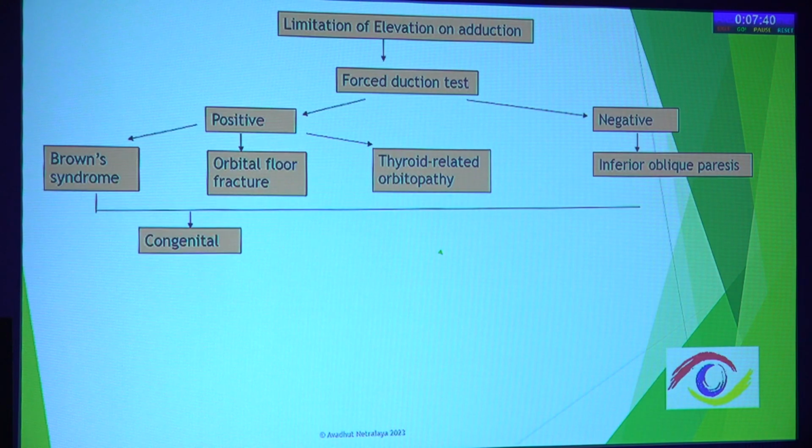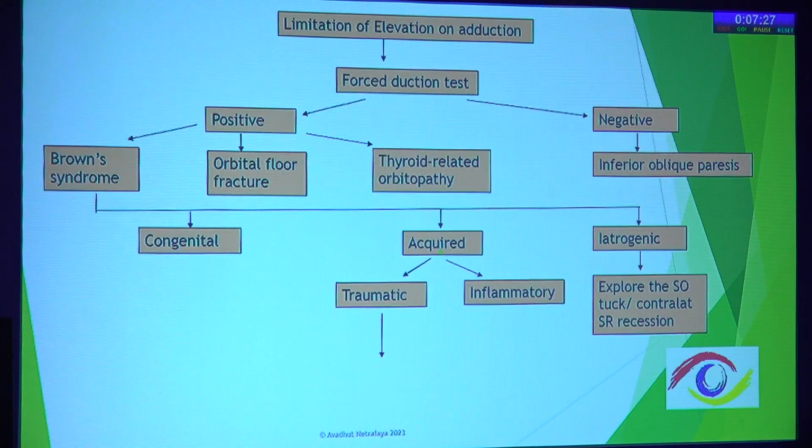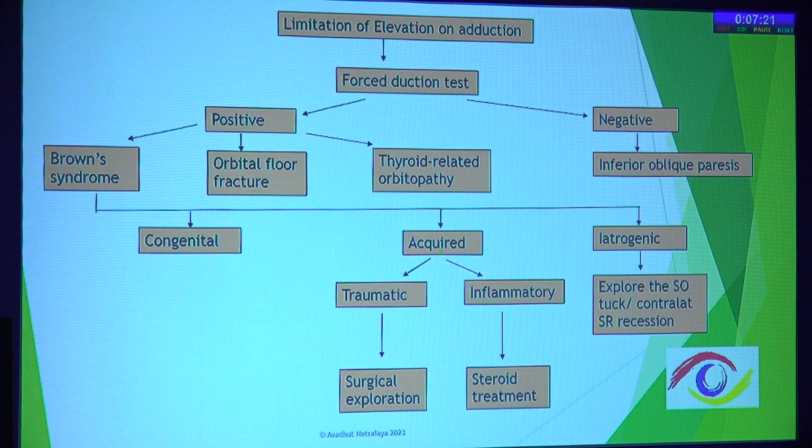Coming to Brown syndrome, which is congenital, acquired, and iatrogenic. Iatrogenic is because of excessive tuck in congenital superior oblique palsy, so in these cases we need to explore the tuck. Acquired can be traumatic or inflammatory. If it is traumatic, we do surgical exploration. If it is inflammatory, from orbital inflammations, it is treated with steroids or a non-steroidal agent.